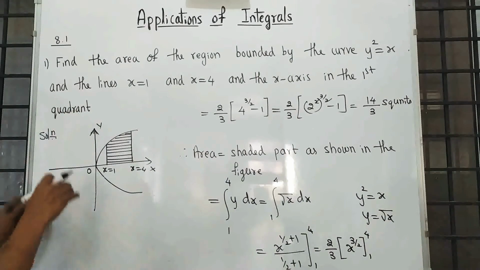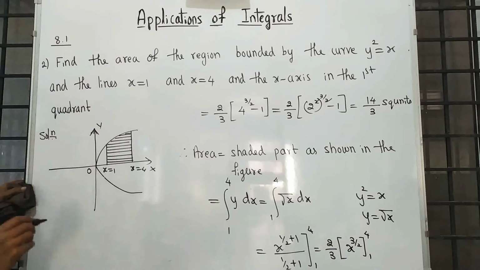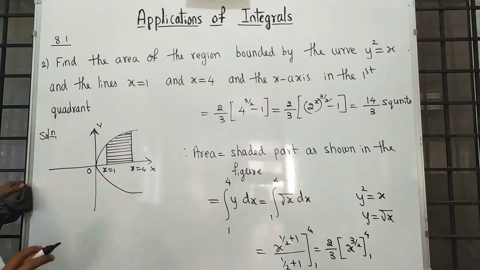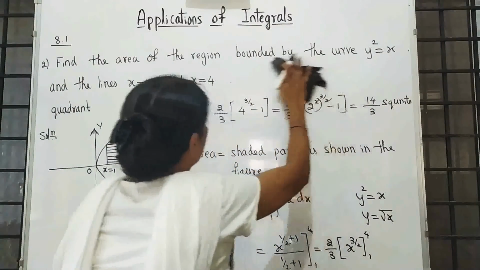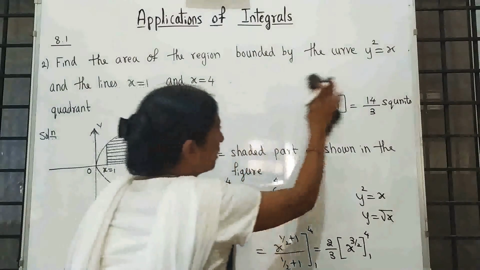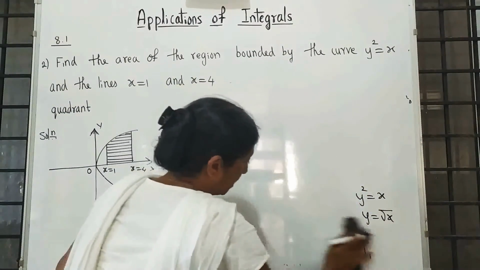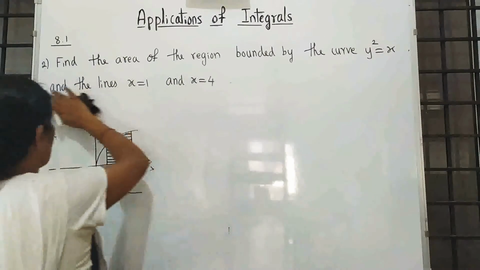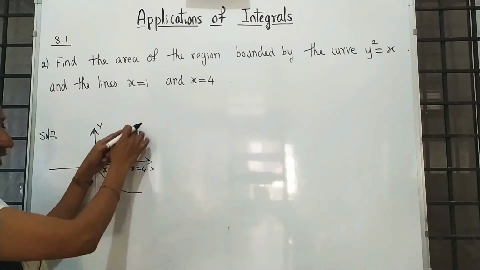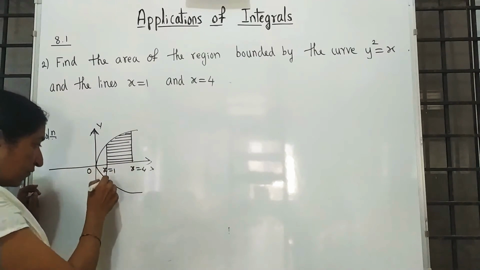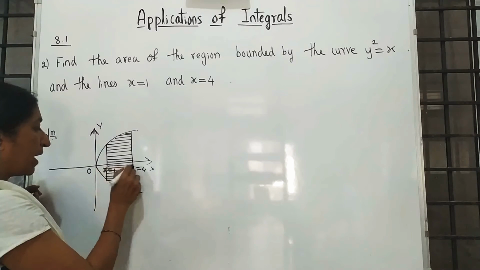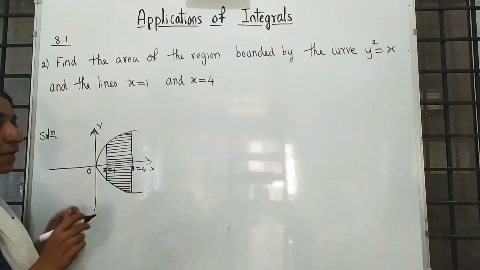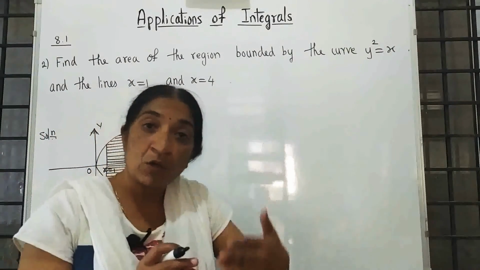The next question is the second one. Here find the area of the region bounded by the curve y square is equal to x and the lines x is equal to 1, x is equal to 4. Here they have not mentioned whether it is the x-axis or the first quadrant. So obviously x is equal to 1 and x is equal to 4 come here, but we require this whole part. Just now I explained we cannot calculate if it is below the x-axis.